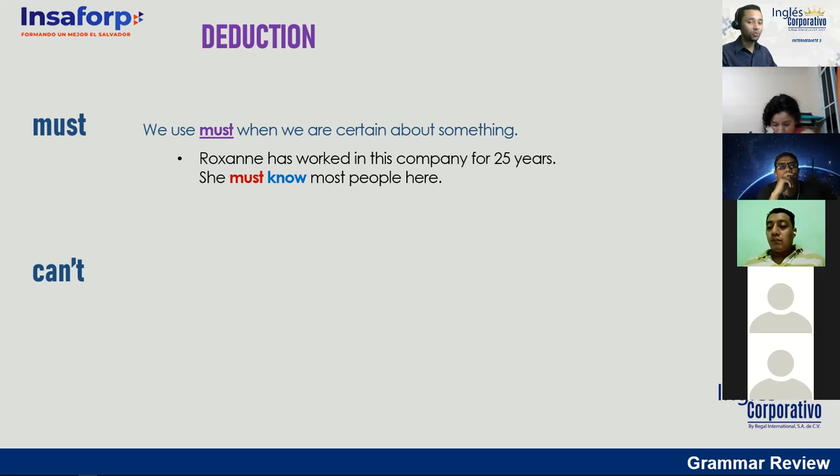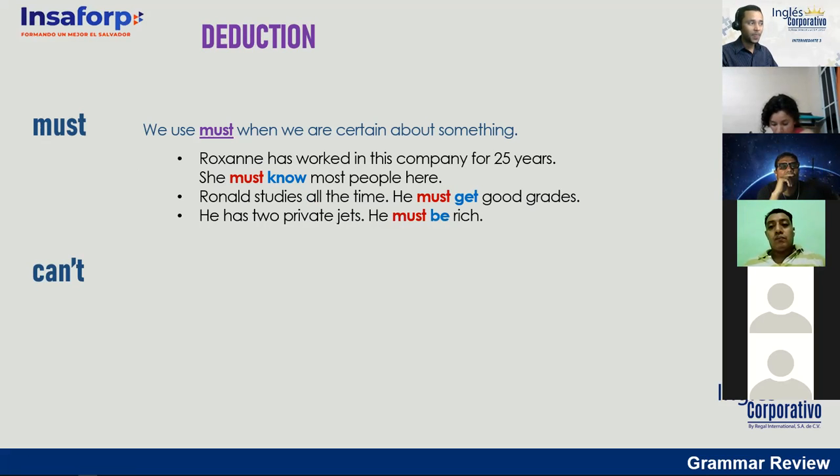She must know most people here. Claro, ha trabajado 25 años, tiene que conocer a la mayoría, ¿no? Ronald studies all the time. He must get good grades. And he has two private jets. He must be rich. Okay.